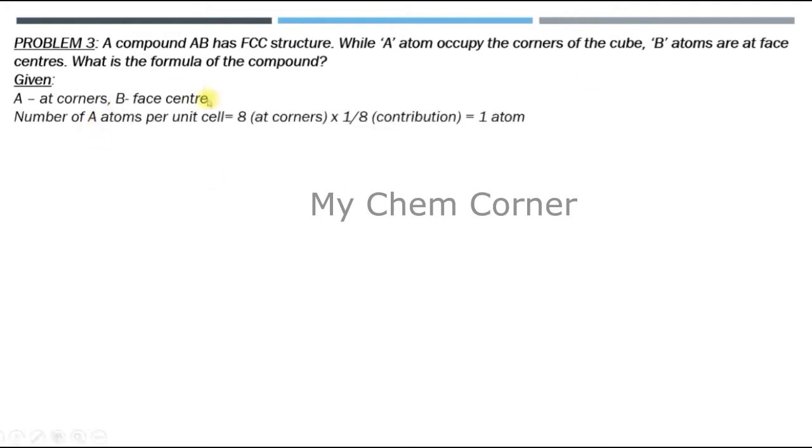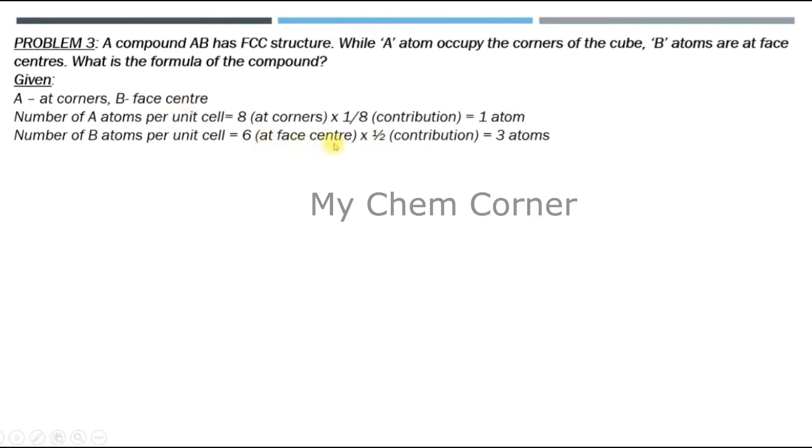Now, number of atoms per unit cell. Where are these A atoms present? Only at the corners. So you take the calculation of number of atoms per unit cell of a primitive unit cell. So here it will be 8 at the corners and 1 by 8 of contribution, which will be 1 atom. Next, when we see for number of atoms of B per unit cell, because B is present at face center, you take the face center calculation.